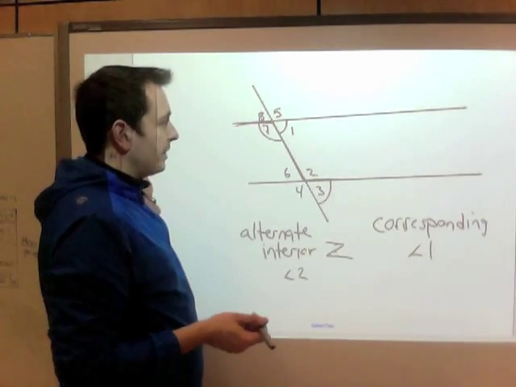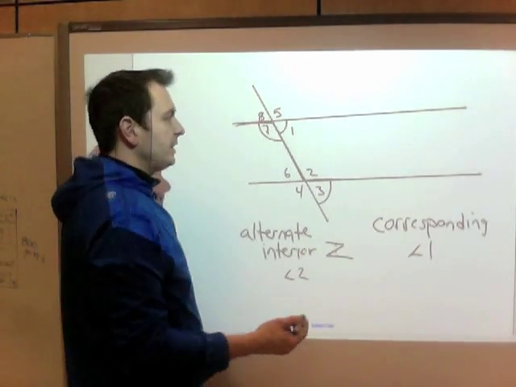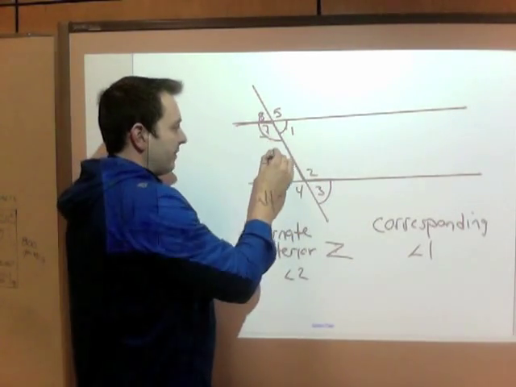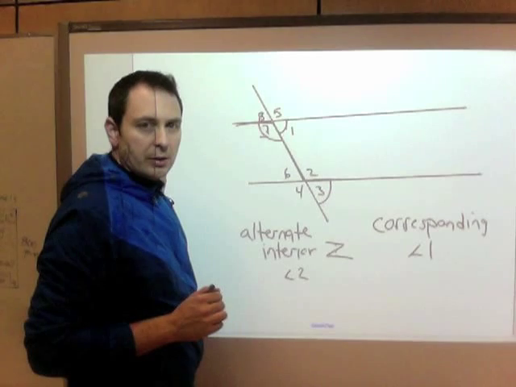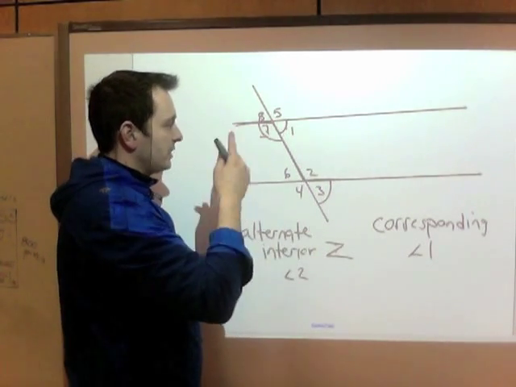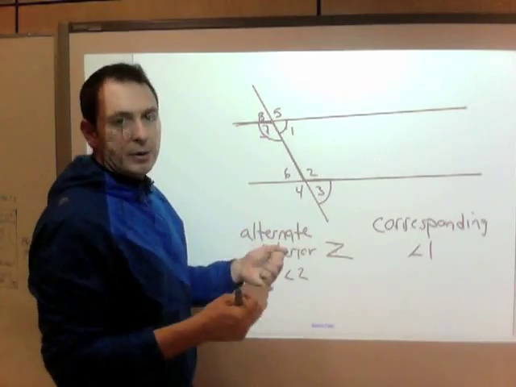Interior angles on the same side of our transversal are our C's. Well, 1 and 2 would be C's. 7 and 6 would be C's to each other. Okay? So make sure that you're able to see all of these. And now next we'll use them.